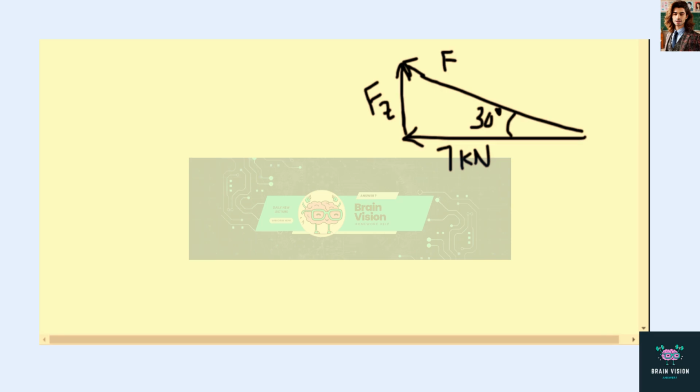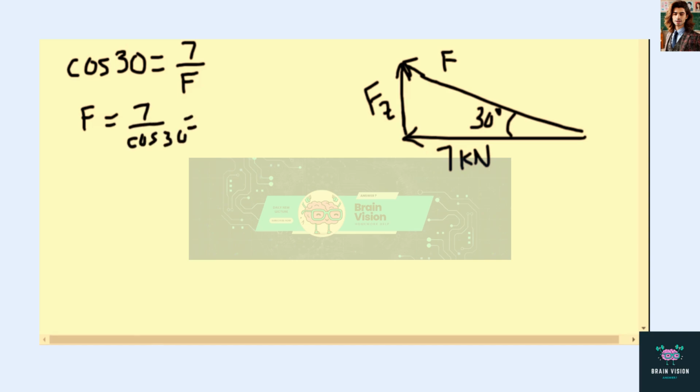So the cosine of 30 equals adjacent over hypotenuse. So F is going to be 7 over cosine 30. Let me get that. I'm using a graphing calculator here. 7 over cosine 30 is 8.08 kilonewtons.